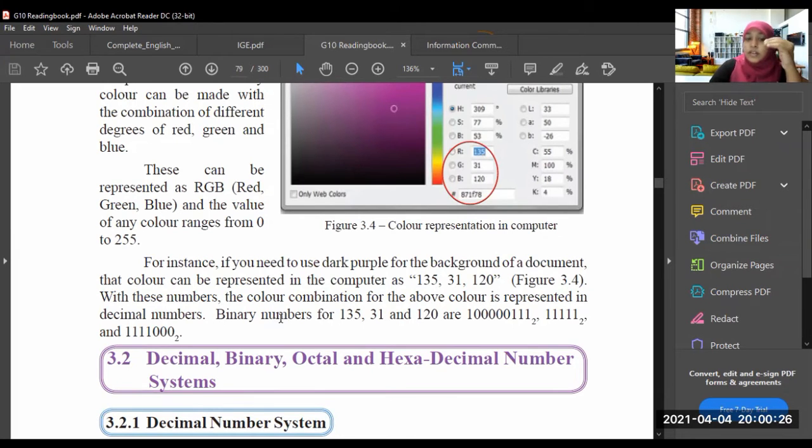But when you convert this decimal number into a binary number, because the computer understands the binary language, 135 in binary is 100000111 base 2. That is how we read binary numbers. Maybe you don't know. When we read decimal numbers, we read it as 135, this is 31, this is 120.